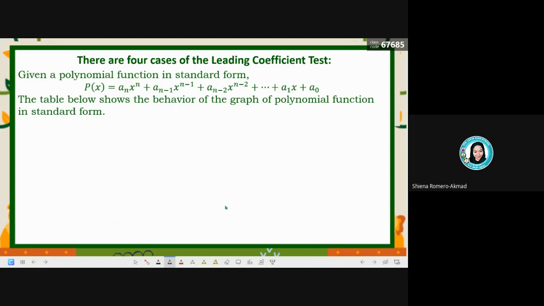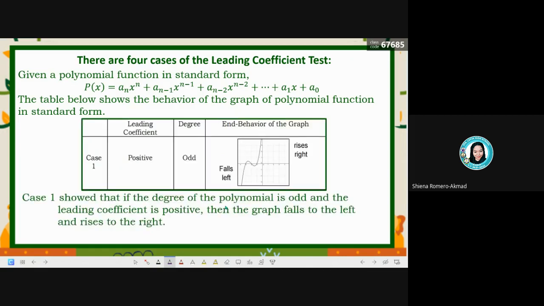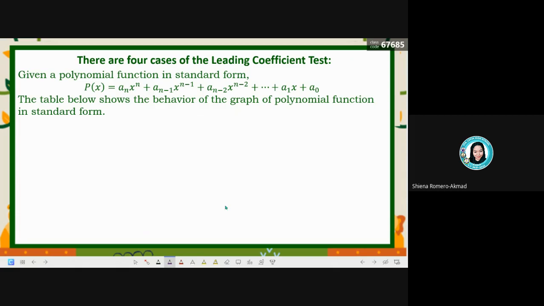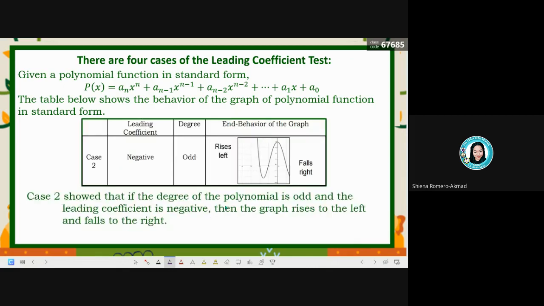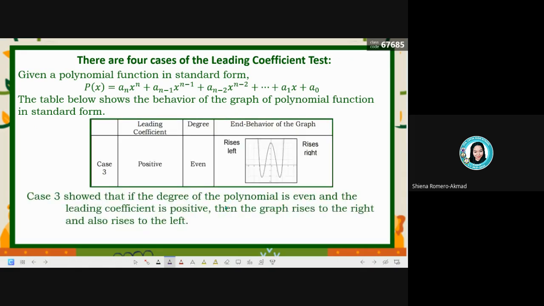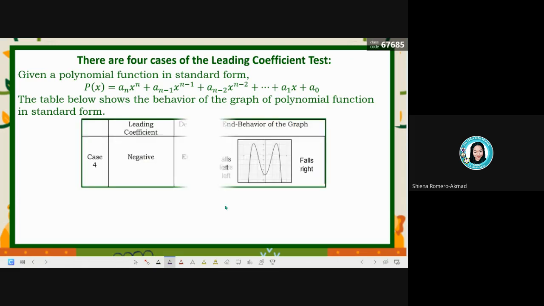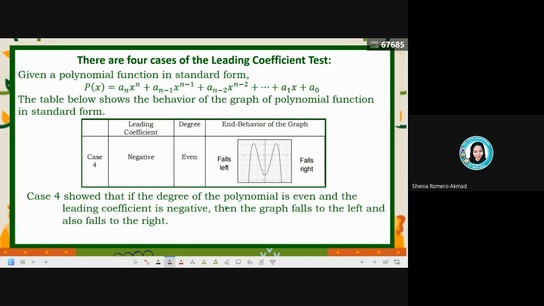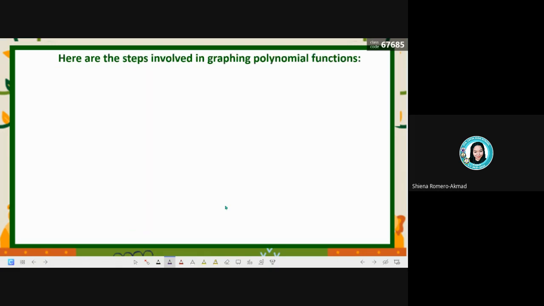Okay, given a polynomial function in standard form, the table shows below the behavior of the graph. Ayan, pag positive yung leading coefficient, odd yung degree, falls left, rises to the right. Negative leading coefficient, odd yung degree, rises to the left, falls to the right. And pag positive yung leading coefficient and the degree is even, both rises. Basta pag even, pareho sila ng direction. So pag negative, both falls.